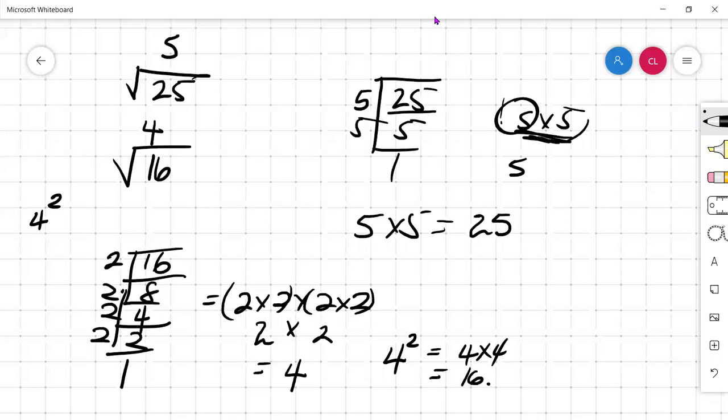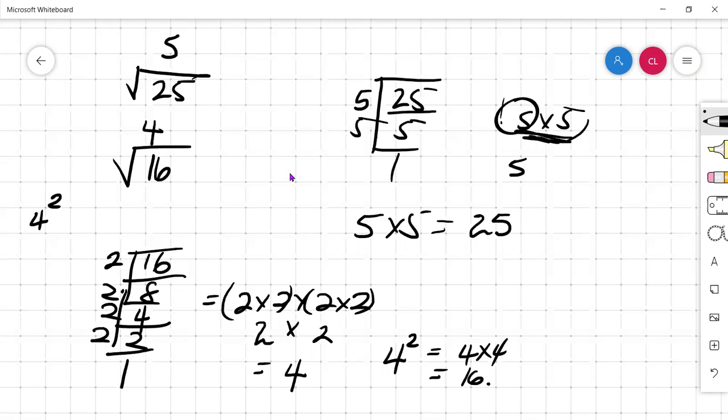But this only works for what they call perfect squares. If it's not a perfect square, you won't get it like this. This method does not work for numbers that are not perfect squares.